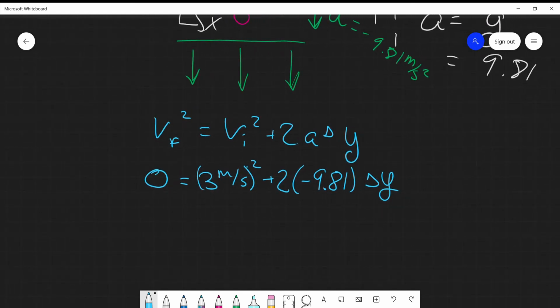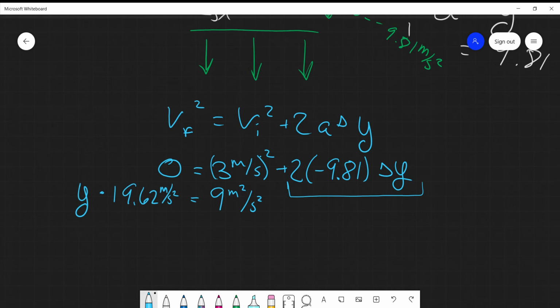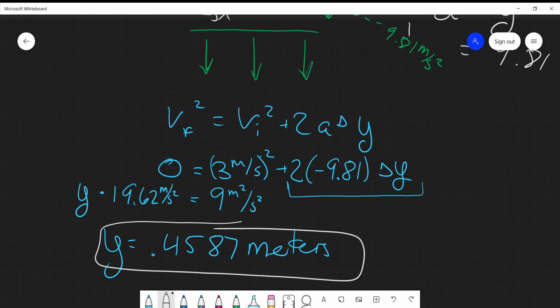So if I were to plug this into my calculator, I would get 9 meters squared per second squared equals, wow, 9.81 times 2, 19.62 meters per second squared, and this is multiplied by y. So if we divide over, because I moved it to the other side, then we divide 9 by 19.62, and we get 0.4587 meters. That's it. So our ball travels a little less than half a meter up into the air before stopping, before reaching max height.